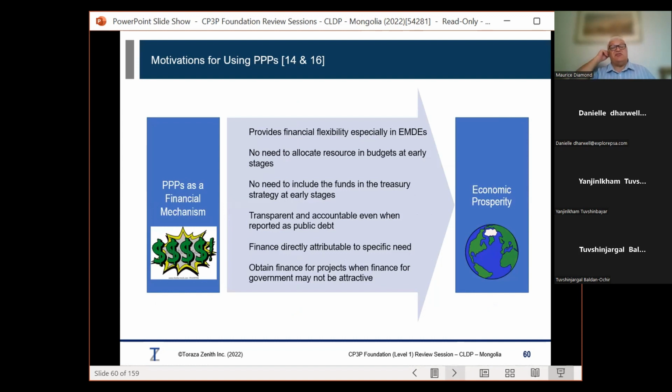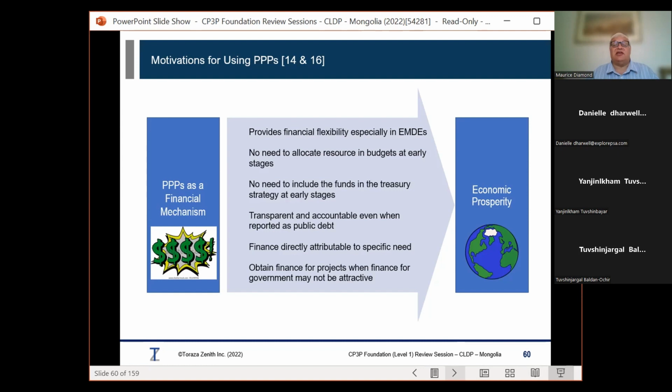So in terms of motivations, it provides financial flexibility, especially in EMDEs. Now, in EMDEs, emerging markets and developing economies, you have to think differently about delivering a PPP, because you have a different financial marketplace than other countries. So it's not saying that a PPP won't work, but it's looking for what they do and what they don't do. It provides financial flexibility, especially in those EMDEs.